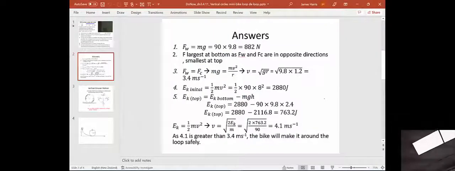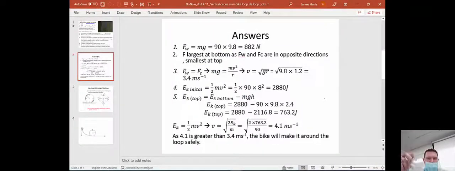You could have done a comparison and said, well, 4.1 is greater than 3.4. If you wanted to work backwards and work out what's the actual minimum speed going in, you can play that a number of ways. Basically, yes, he's got enough energy. He's got essentially an excess energy, 760 joules of additional energy that he didn't actually need to make it around. So yes, he makes it around and he's actually going faster than that minimum speed that he needs.